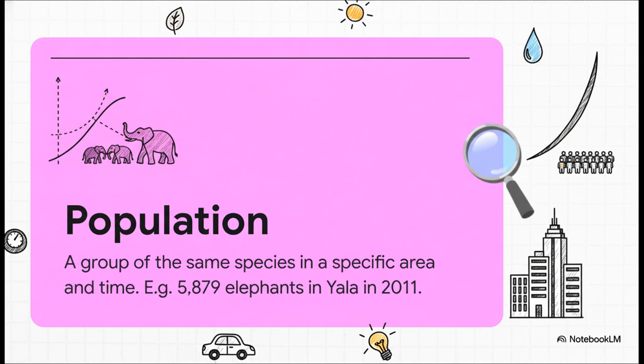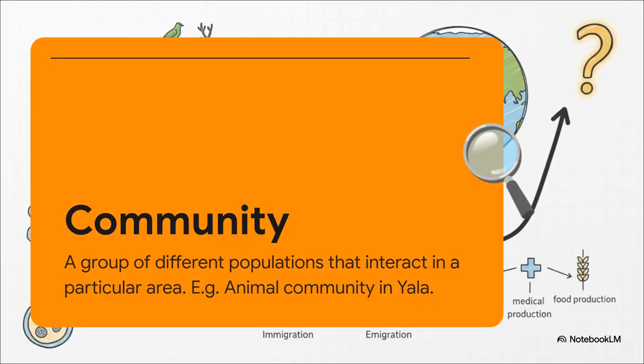Now we have a population. This is a group of the same species, all living together in the same area. For instance, back in 2011, a census counted the elephants in Sri Lanka's Yala National Park. The number was 5,879. That specific number, at that specific time, was the park's elephant population. So what's the next level up?